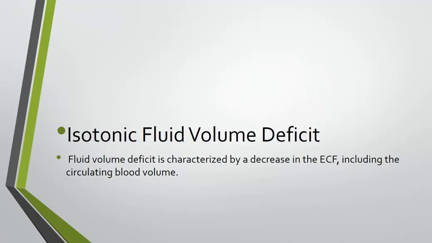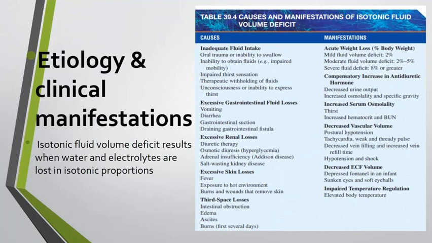The fluid volume deficit is characterized by a decrease in the ECF, including the circulating blood volume. The etiology and clinical manifestations: isotonic fluid volume deficit results when water and electrolytes are lost in isotonic proportions. What are the causes? Causes are inadequate fluid intake, excessive GI fluid losses, excessive renal losses, excessive skin losses, and other third space losses.